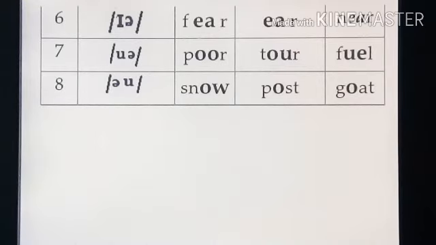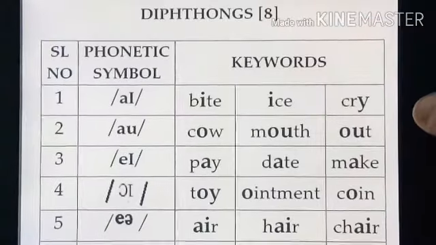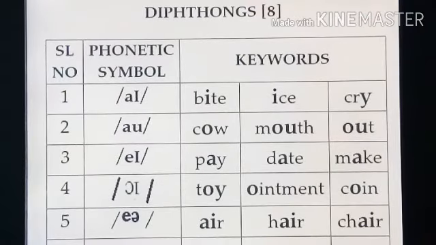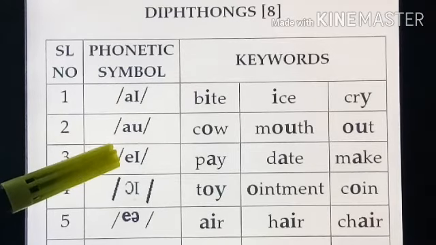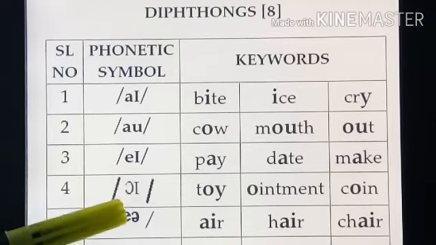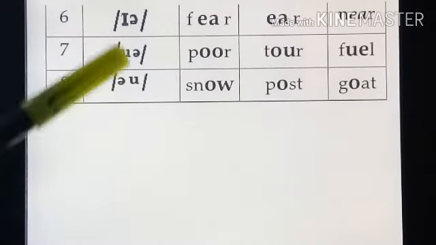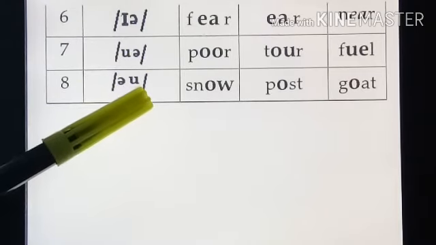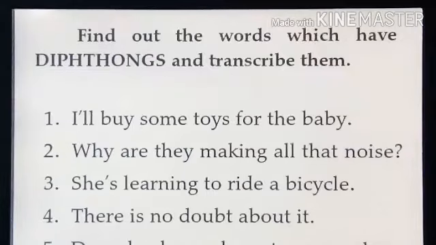Once again we see all the sounds at a time. The first one is I, O, A, I, ear, ear, over, O.